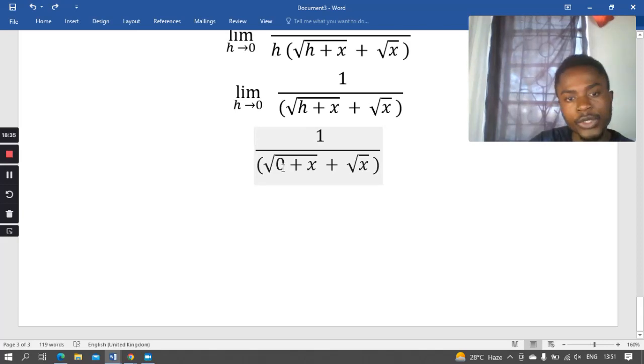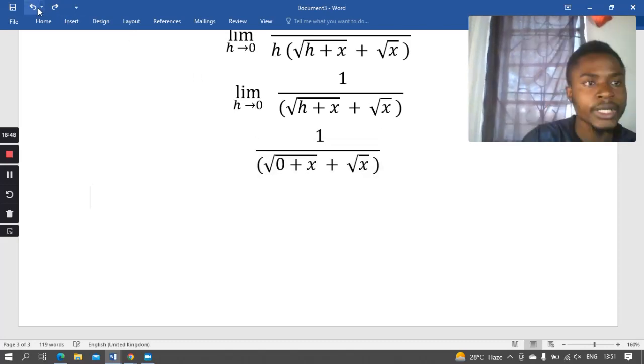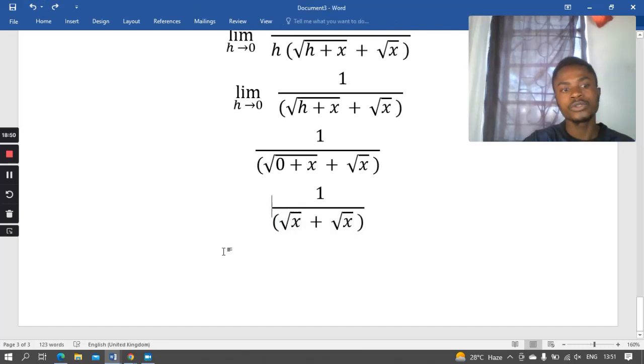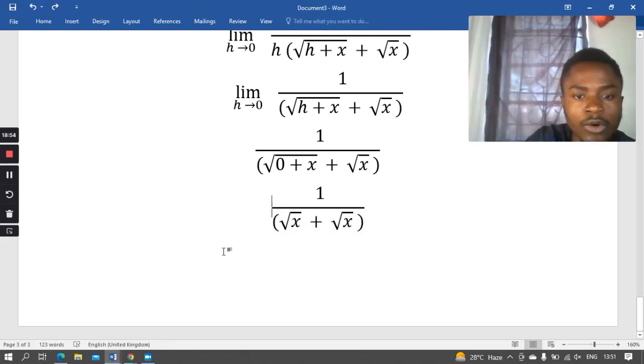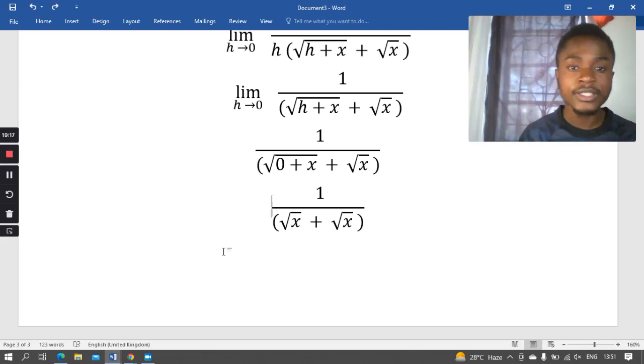So when we put 0 where there is h, we are going to have 1 over square root 0 plus x plus square root x. Simple, you work it out, you're going to have 1 over square root x plus square root x. We know when you add 0 to anything, you have what you have. For example, if you have 5 oranges and I give you 0 oranges, you still remain with 5 oranges.